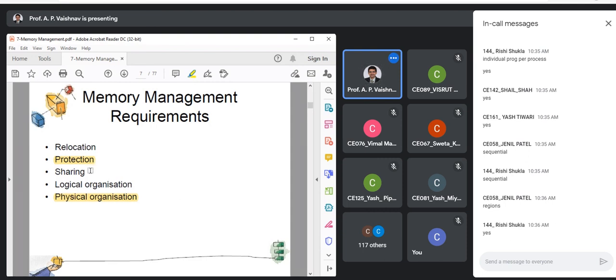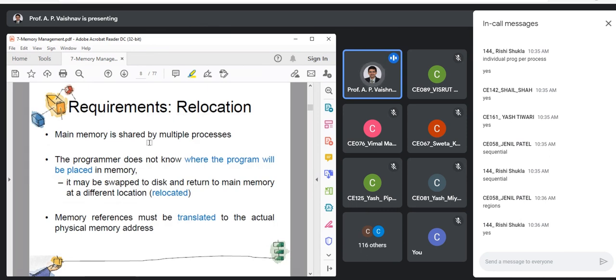When you are sharing a common data structure or a common part of the code, memory management has to keep track of how the sharing is happening. What is logical organization? You have a program in modular manner and the memory is allocated sequentially, so how that mapping occurs is the task of logical. Physical is about types of memory and swapping. Okay, let us go into detail now.